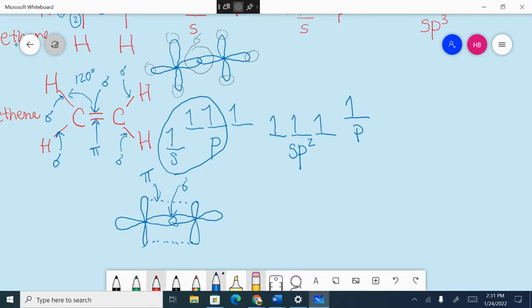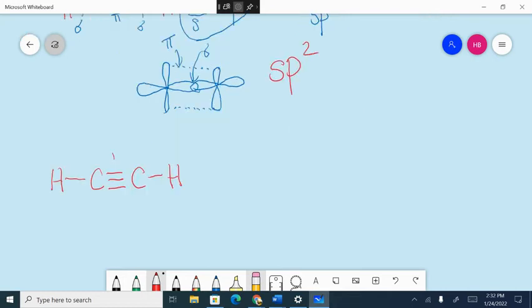So all compounds that have 3 sigma bonds and 1 pi bond are going to be called sp2 hybridized. This is called ethyne, 180 degrees. The YNE at the end tells us it's a triple bond. A triple bond, I'm sure you already figured out, is going to consist of 2 pi bonds and 1 sigma bond.